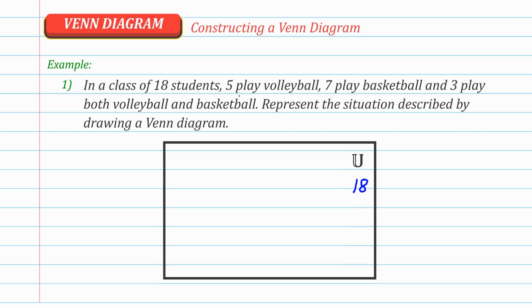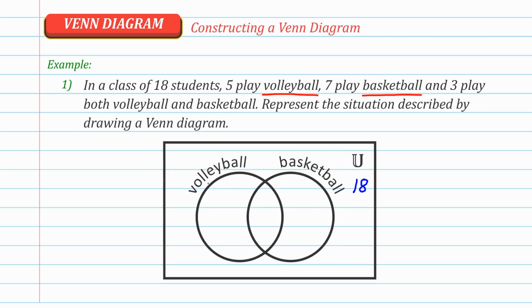We continue. 5 play volleyball, 7 play basketball, and 3 play both volleyball and basketball. Now, from that given, makikita natin that there are two groups of students. Merong mga volleyball players, may mga basketball players. So let's represent those two groups by drawing two circles. One circle represents the volleyball players, as you can see here, and another circle representing the basketball players. Now, what do we do next? Let's plug in those values here.